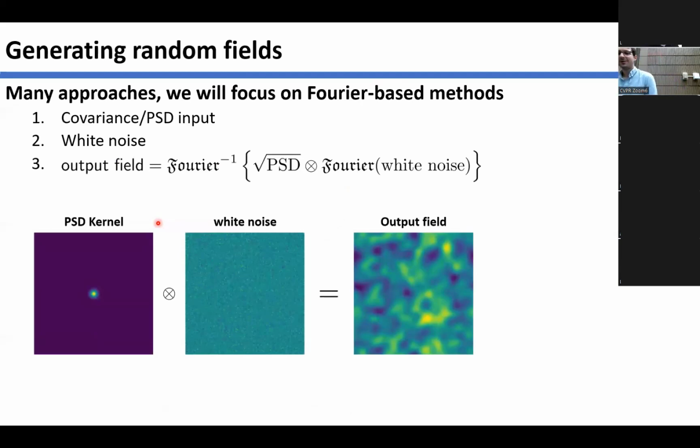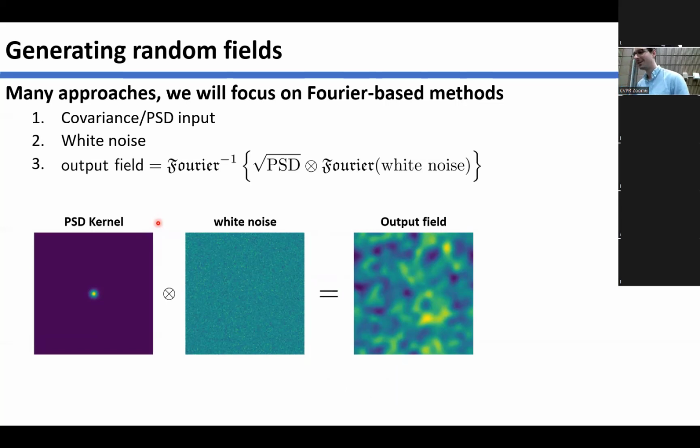So let's say I wanted to generate a random field, okay? Because obviously at some point I have to generate a random field if I want to simulate this. How do I do that? Basically, I have my power spectral density kernel. I'll multiply it by a little bit of, in truth, complex white noise, but I just say white noise here. And then I'll take the inverse Fourier transform of those two things. And in truth, it's the square root of the power spectral density.